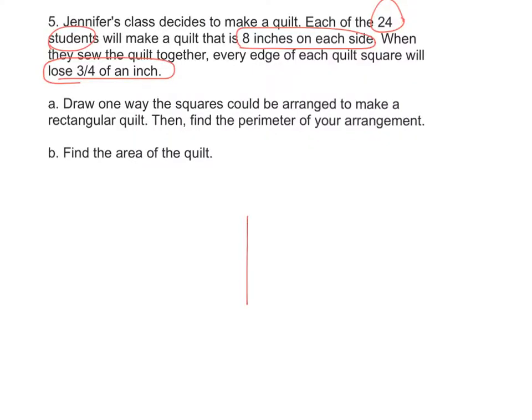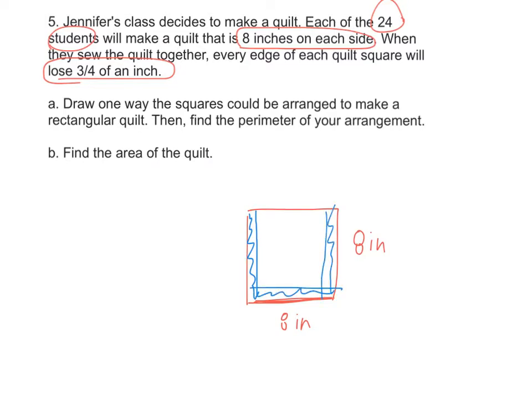So if each student originally had a square, this is step 3 where you draw and label, right? If this is one student's square, how much is it on each side? Originally, 8 inches. It was an 8-inch by 8-inch square, right? But then when they sewed it, they had to fold part of it under. So they would lose this part, and this part, and this part, and this part. Do you see that? Okay.